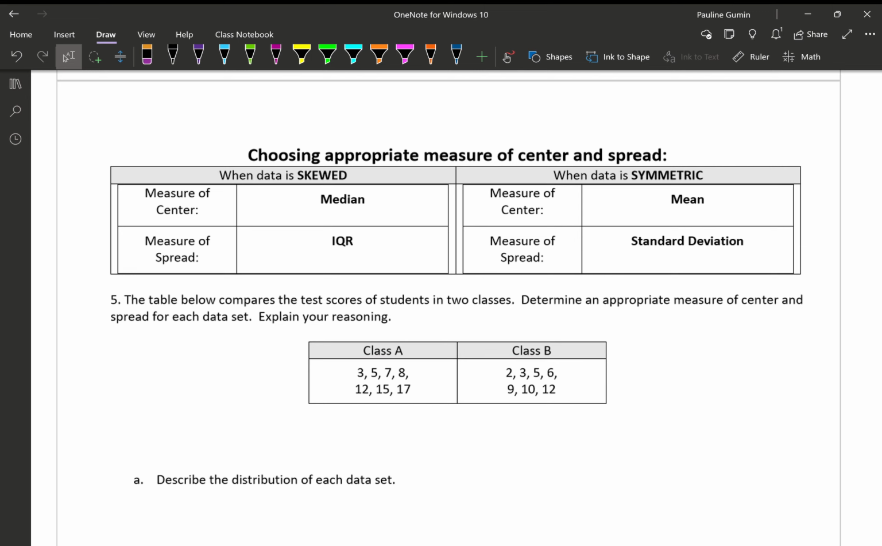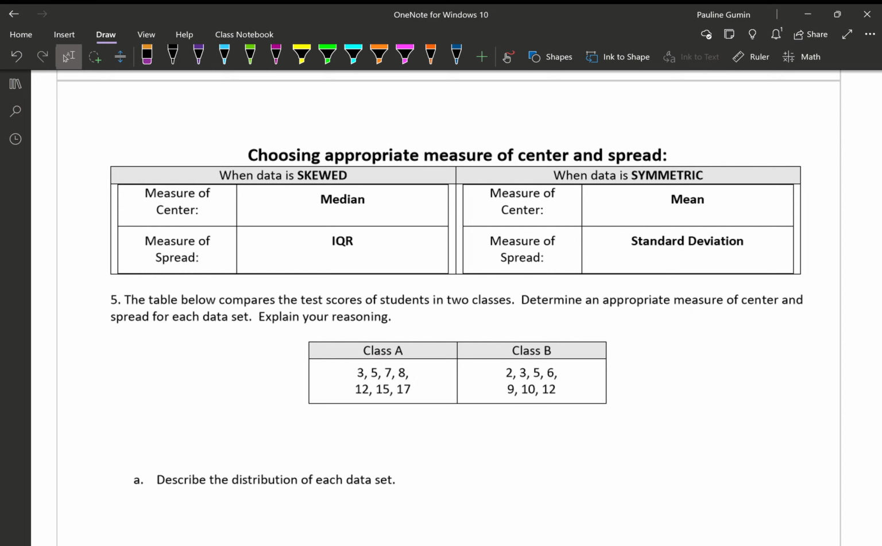Now, for symmetric data, we pick the best measure of center to be mean, and we pick standard deviation to be the best measure of spread because our standard deviation is very closely related to the mean. It's how far away are we from the mean, okay? So that's what the standard deviation calculates. IQR is about the medians, standard deviation is about the means.